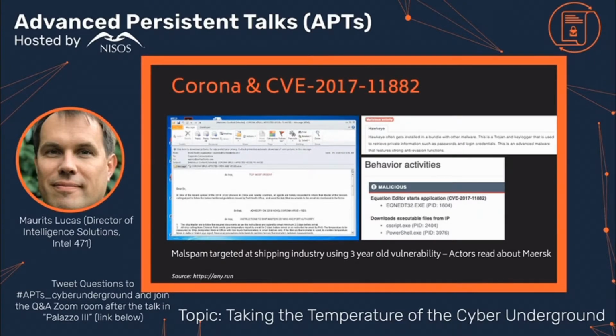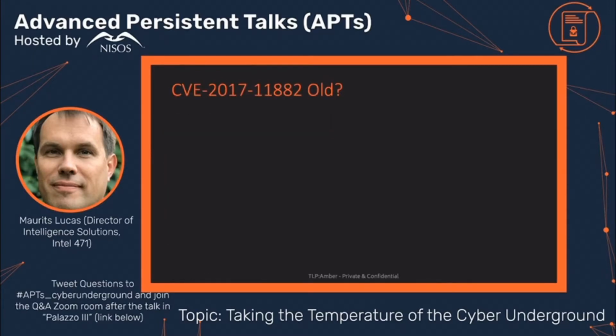And the reason for the shipping industry is probably because the actors read about the Maersk incident, where Maersk, a large shipping organization, got hit by ransomware. So there's every chance that the actors have read all the reporting there and thought, oh, hang on, the shipping industry, well, there's an industry that seems to be behind on patching a little. Let's try hitting them with this. So is this vulnerability actually old? You bet it's old.